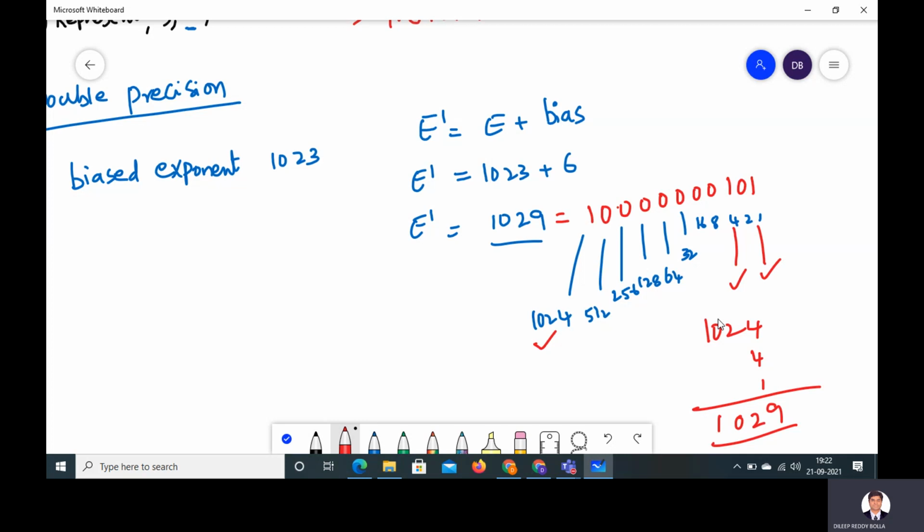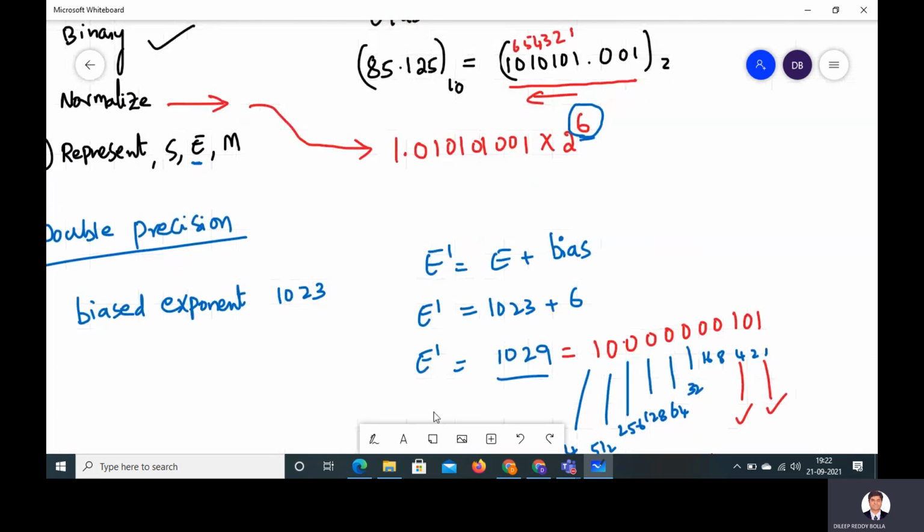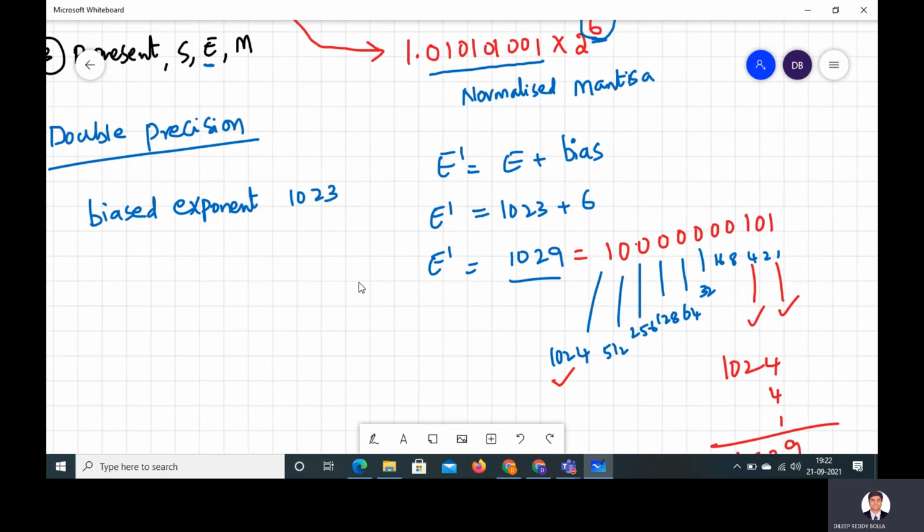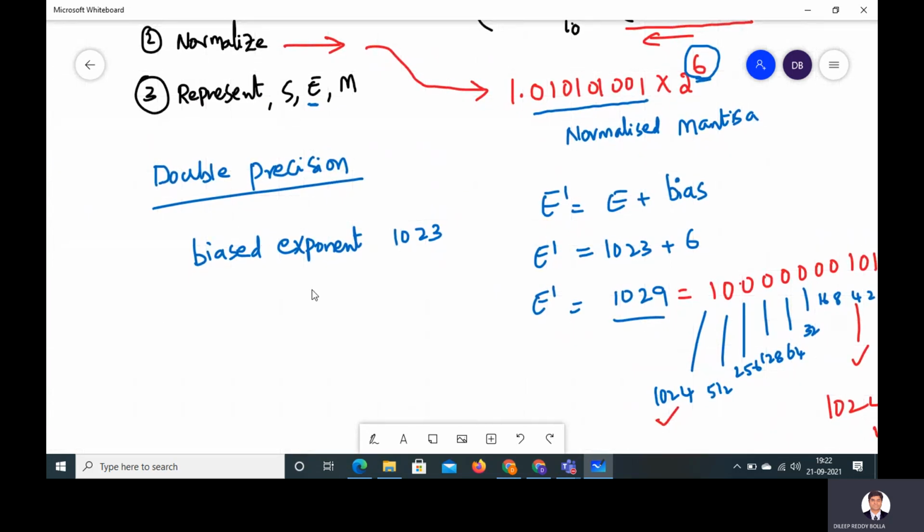Next is, what is the normalized mantissa here? So look at this. What is the normalized mantissa value? This corresponding number is your normalized mantissa. Okay, so now we got all the things we want. We got this sign number, which is 0. We got the exponent value here. Okay, and the mantissa value we got.